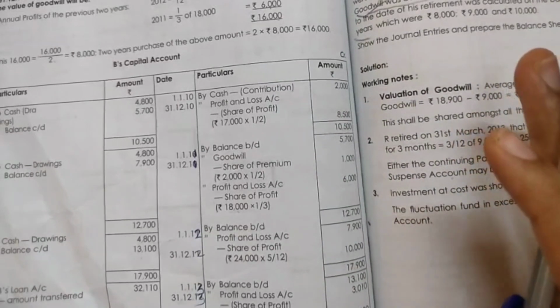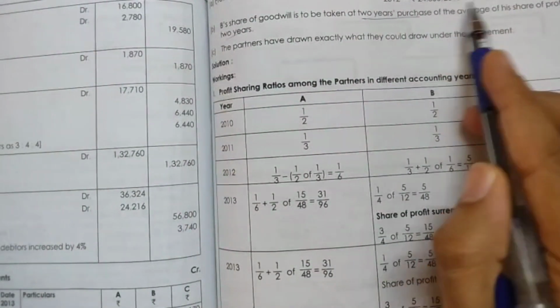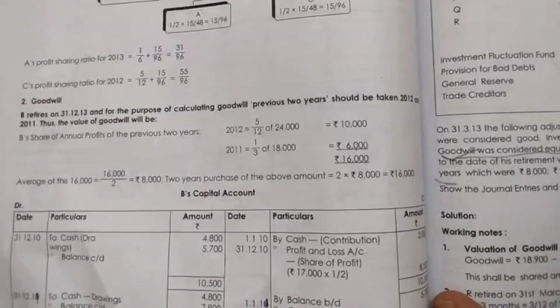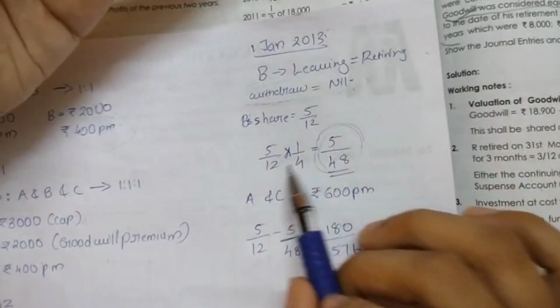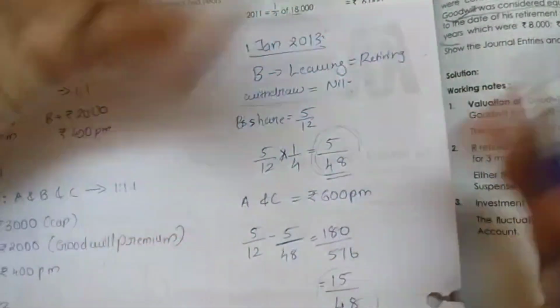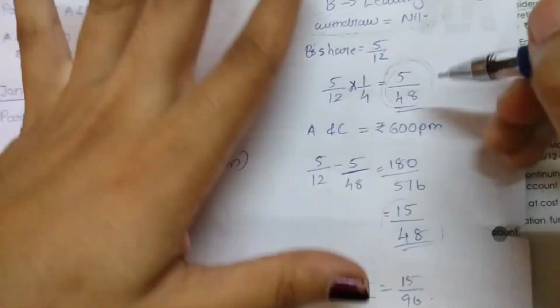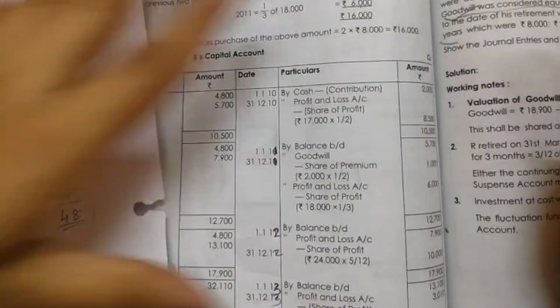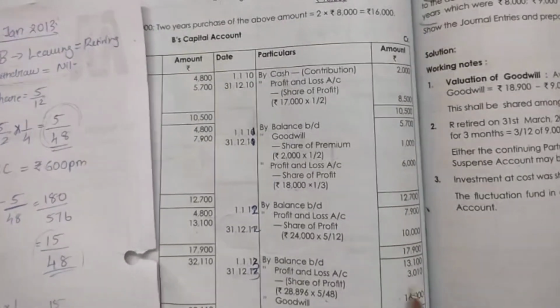Then we have to share the profit and losses. The profit of the firm in 2013 was 28,896, and his share became how much? The share which is going to remain with him in the firm is only 1/4 of 5/12, that is 5/48. So 5/48 will be B's share of profit in 2013. The rest of the share he surrendered, and that share was distributed among A and C, which we already calculated. B's share is 5/48 of 28,896, and we'll get 3,010 as the amount.